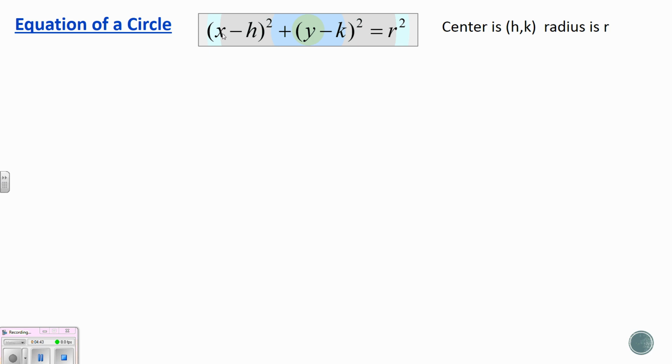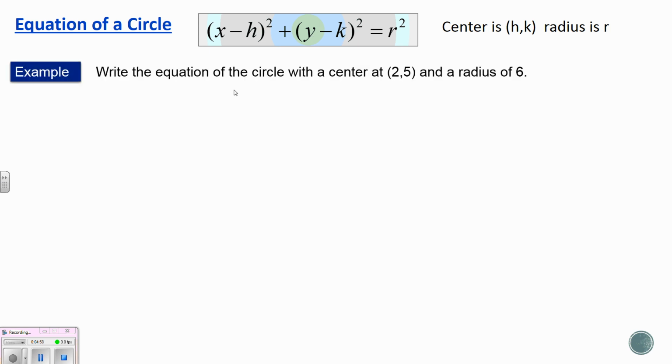would plug in for x to make this quantity 0. Right? So if I plug h here, h minus h is 0. Same thing for k. K minus k would be 0. So the thing is that we're going to be given a center value and a radius, and we need to plug these numbers in right now. So if I plug it in, the 2 is h, the 5 is k, and the radius r is 6.